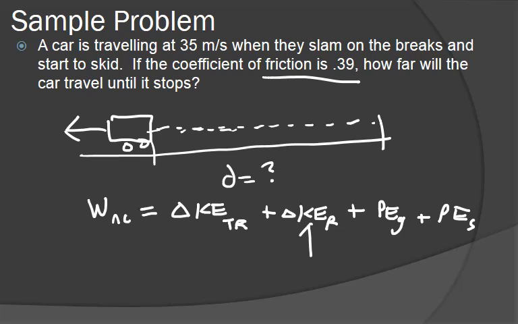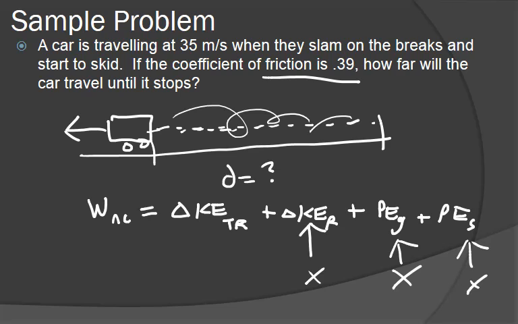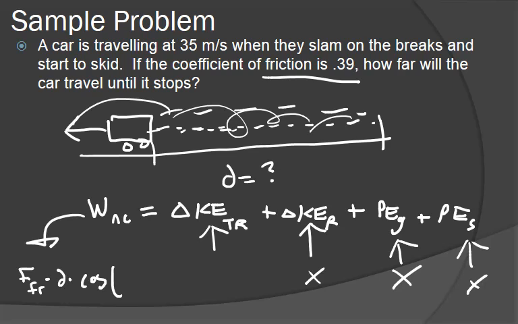Now, there's no rotational, the car's not going to be spinning, so we don't need to worry about that. There's no height change, there's no springs involved. So all we're dealing with is translational kinetic energy change. Now, remember, non-conservative work is the force of friction times displacement times cosine of, well, the car's going to the right, the friction is to the left, so it's cosine of 180. And that equals 1/2 mv final squared minus 1/2 mv initial squared.